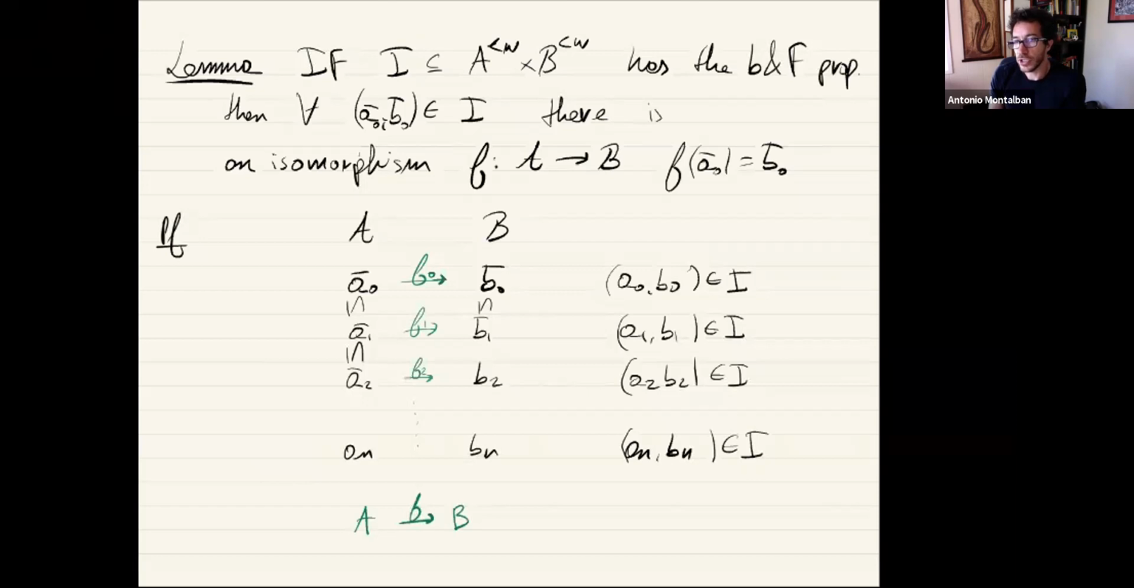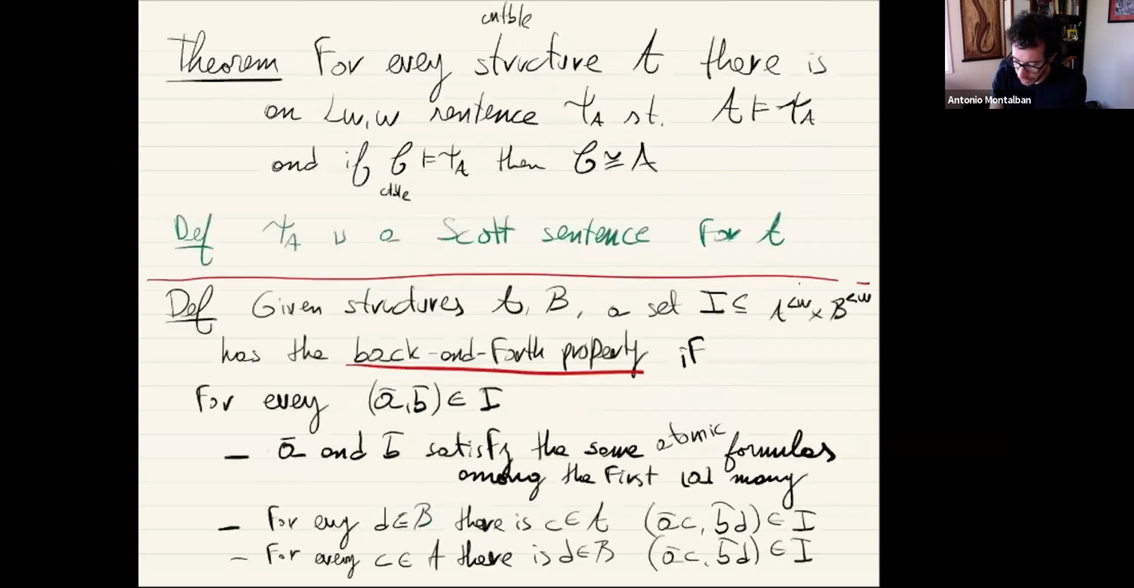Why is this bijection an isomorphism? Because a bijection doesn't imply isomorphism. In principle, it doesn't even need to be a bijection, let's say. And the reason why we're going to get an isomorphism is that whenever we have a tuple that belongs to I, these two tuples satisfy the same atomic formulas.